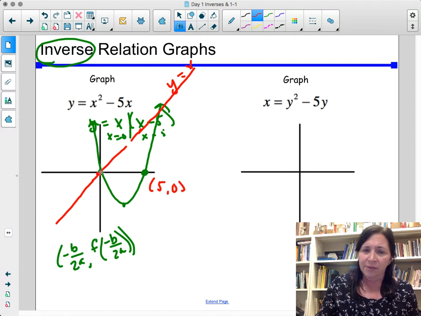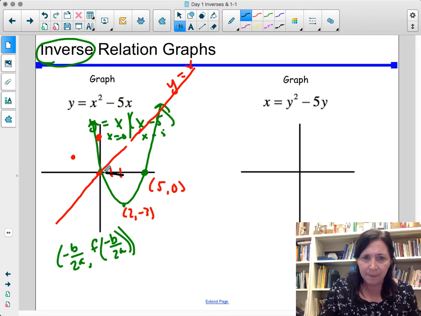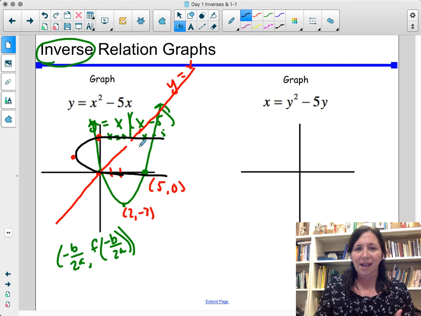This is 0, 0. That's not helpful. But let's just say this is, I don't know, 2, negative 3. So if that was 2, negative 3, then negative 3, 2 would be here. 5, 0 and 0, 5 would be here. And this would look like that. So does that look like a reflection across the y equals x line?